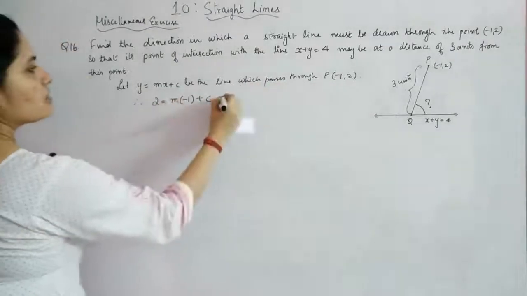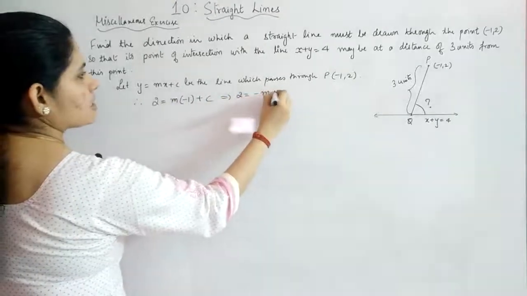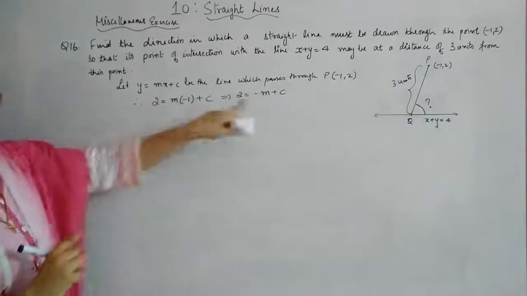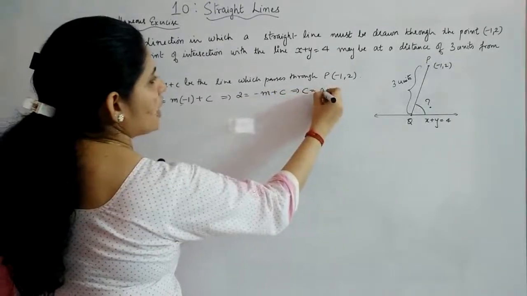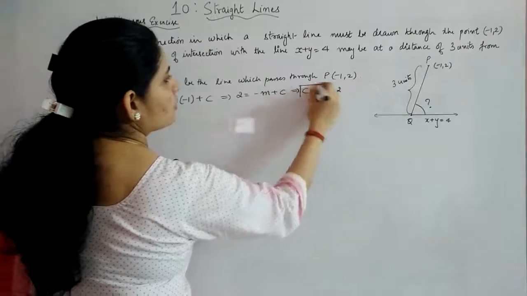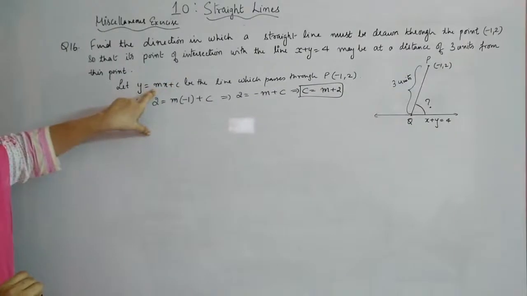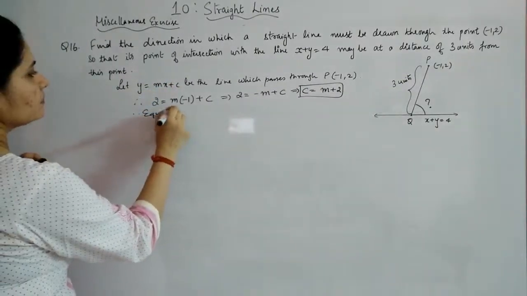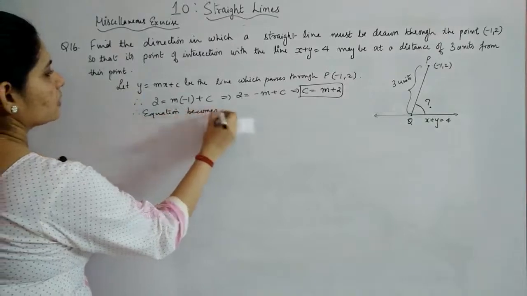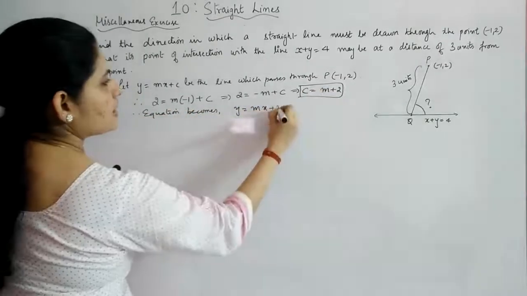This will give you 2 is equal to -m plus c, and we are just finding out what c is equal to. C is equal to m plus 2. So the value of c which you got will be replaced in the equation which you have taken. Therefore the equation becomes y is equal to mx plus, instead of c we will write m plus 2.